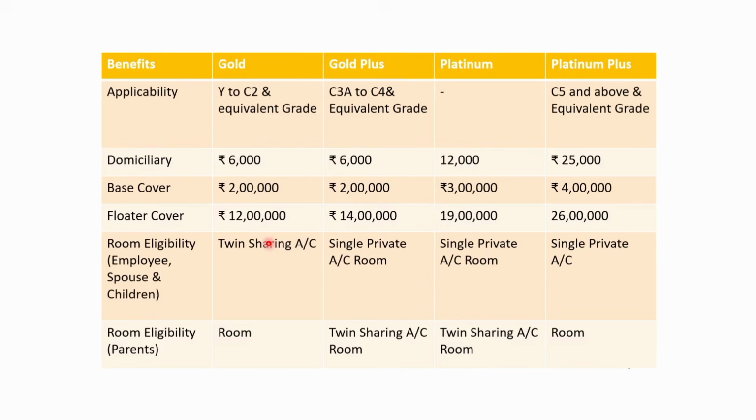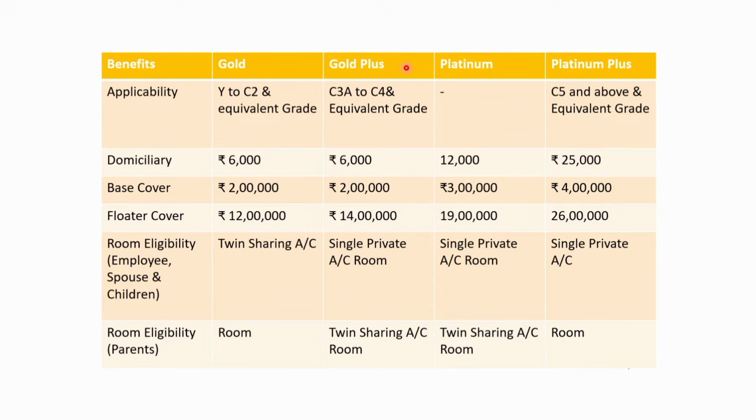Okay guys, now let us have a look at the types of HIS schemes available for all the employees. Here you can see the grades. I mentioned earlier the Y to C2 grade, and C3A to C4. Here you can see the beneficiary amount that will be given to you. The first one is domiciliary, which for both Y to C2 grade and equivalent, and C3A to C4 grade, is 6,000 rupees. Base cover is 2 lakh rupees, and floater cover is 12 lakh rupees and 14 lakh rupees respectively. The room eligibility for employee, spouse and children would be twin sharing AC, and in this case single private AC rooms.